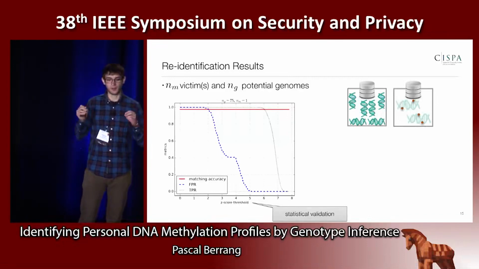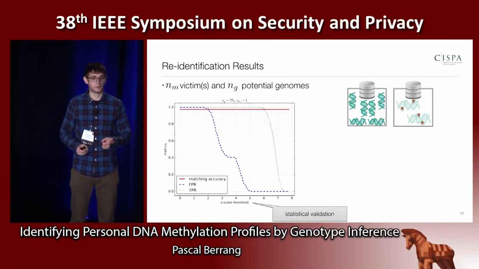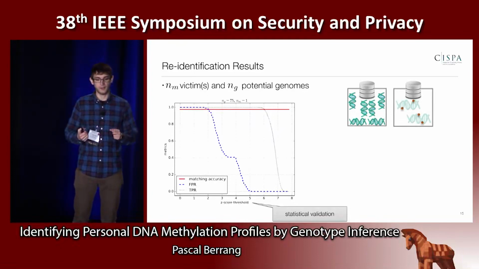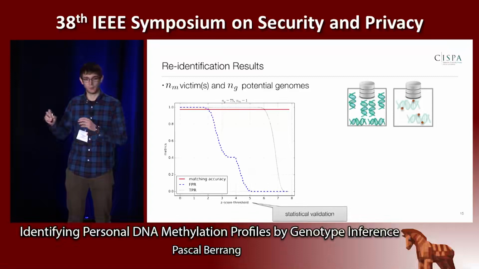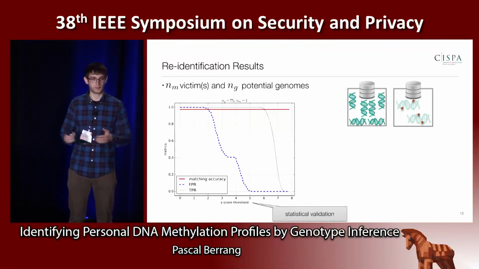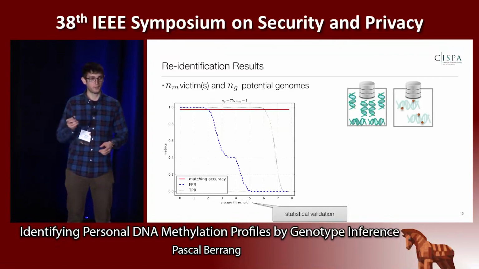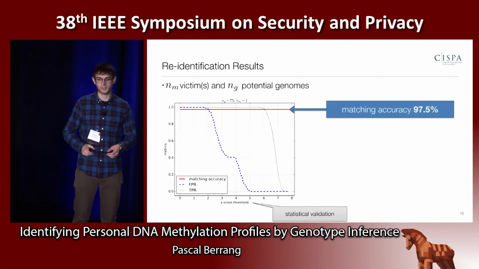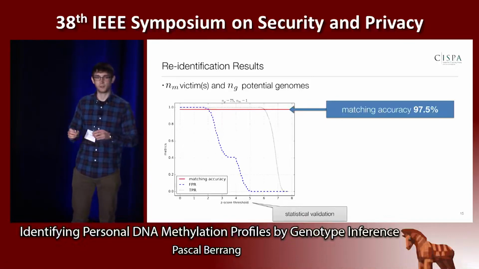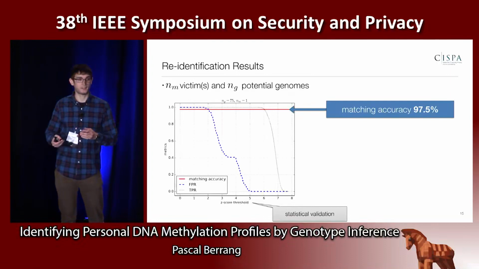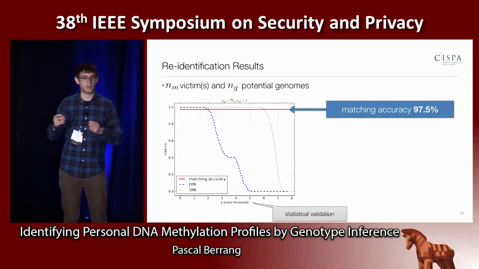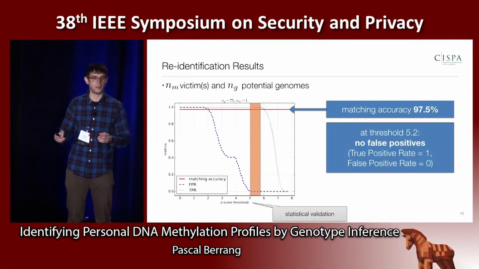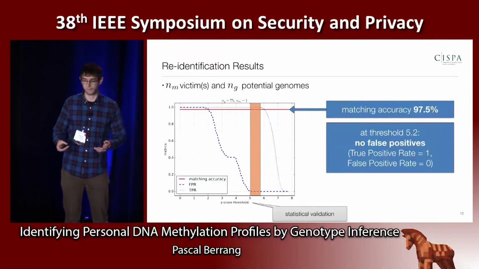So we varied the number of victims in the right-hand side database and also the number of genomes in the genome database. This graph now denotes the outcome of the attack for 75 genomes and only one victim. On the x-axis, we varied the threshold for the statistical validation, but the red curve here shows the accuracy before the statistical validation. What we can see here is that before the statistical validation, our attack already performs really good. We have a matching accuracy of more than 97%. And if you then, on top of that, apply this statistical validation, then we can find a certain range of thresholds for which we even end up with no false positives at all and a true positive rate of 1.